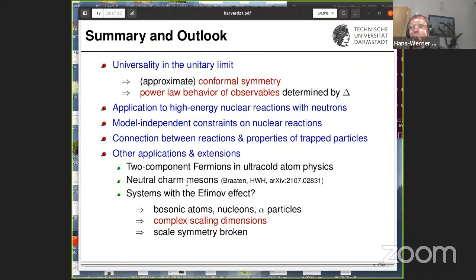So what I talked about here in this talk doesn't apply, but maybe there is some other interesting physics that one can get out of these complex scaling dimensions and of the discrete scale symmetry that remains. Okay, so that's all I wanted to say. Right. Thank you very much.